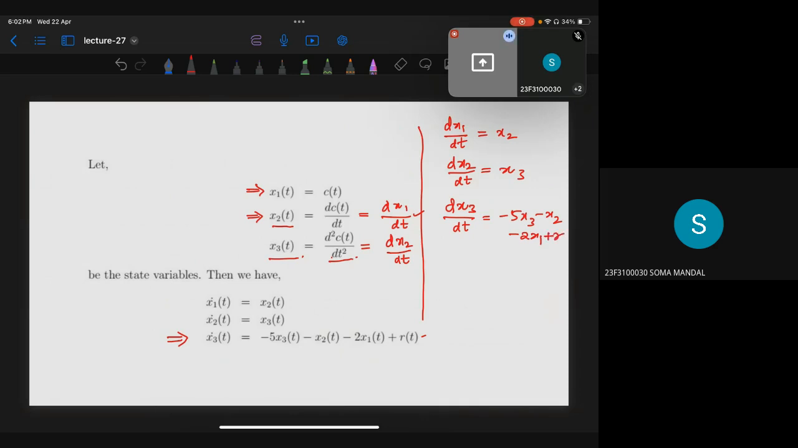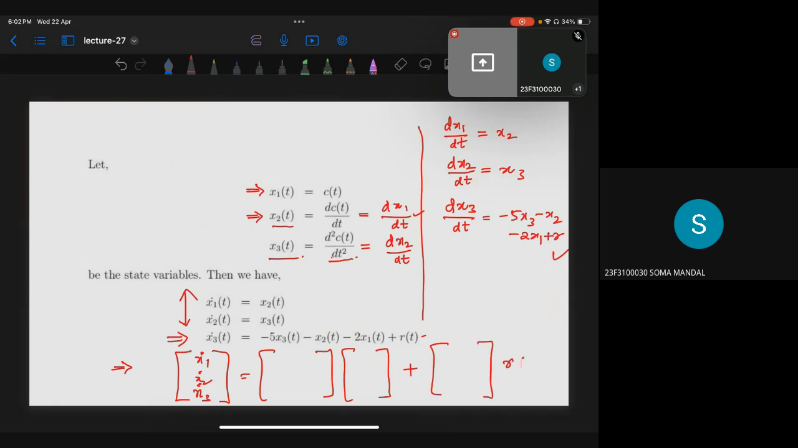So now I can write these equations. These equations all are the same. So now I can write this in the matrix form. x1 dot, x2 dot, x3 dot is nothing but what? What is the matrix form? x1, x2, x3. So what is the first one?